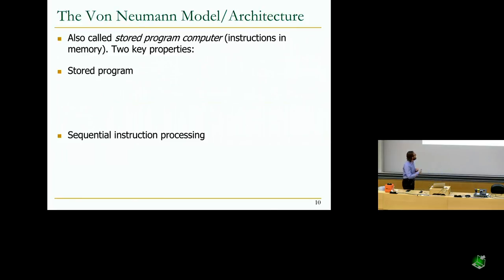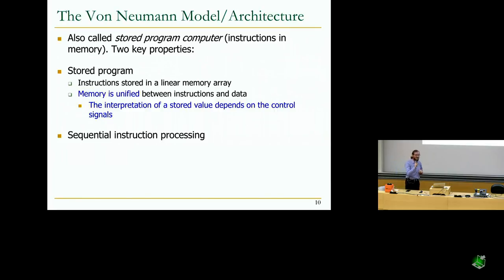Okay, the first property is stored program computer. And if you read the von Neumann chapter, then you would know this answer. So that's a good test. From not this book. Actually, this book maybe covers it also, but I don't think it does. The other book, Patt and Patel. So instructions are stored in a linear memory array, and memory is unified between instructions and data. Basically, the interpretation of a stored data value in memory depends on the control signals. We're going to talk a lot about control signals. You've seen them last lecture a little bit when we talked about instructions and how you control the execution of an instruction. But basically, instructions and data are the same.